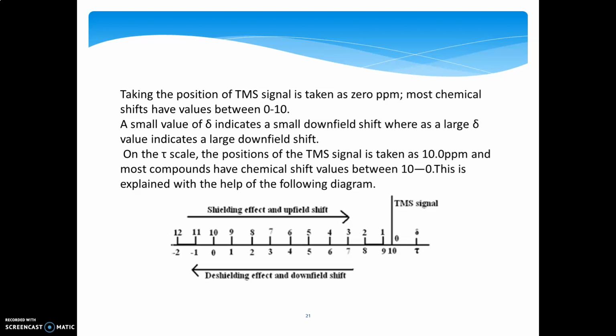This is explained with the help of this diagram. This is the TMS signal and this is delta scale and this is tau scale. Shielding effect with upfield shift, deshielding effect with downfield shift.